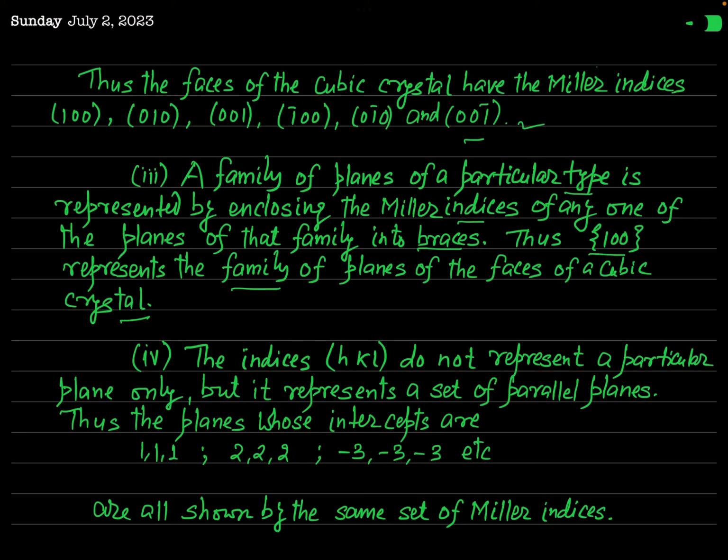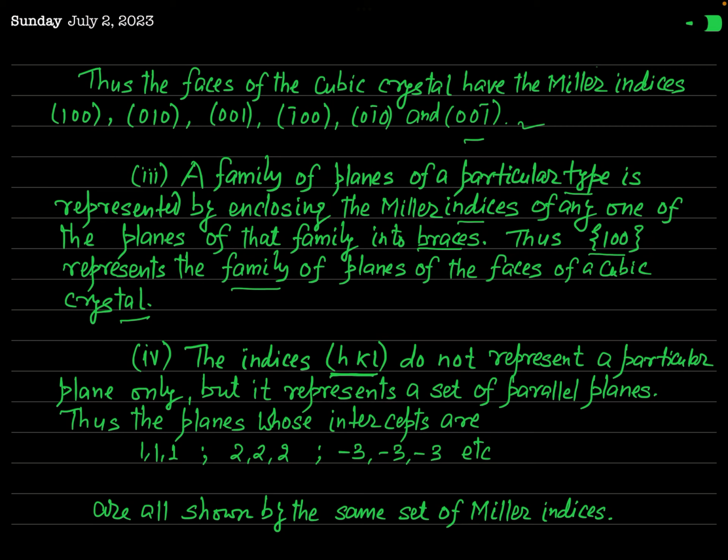Now, when you write Miller indices of a crystal plane in this notation HKL, don't be confused that this set of three indices will represent one and only one crystal plane. Actually, this set of three integers, which are called Miller indices, does not represent one and only one plane, but it represents all those planes which are parallel to that plane. So any set of Miller indices represents a set of parallel planes.